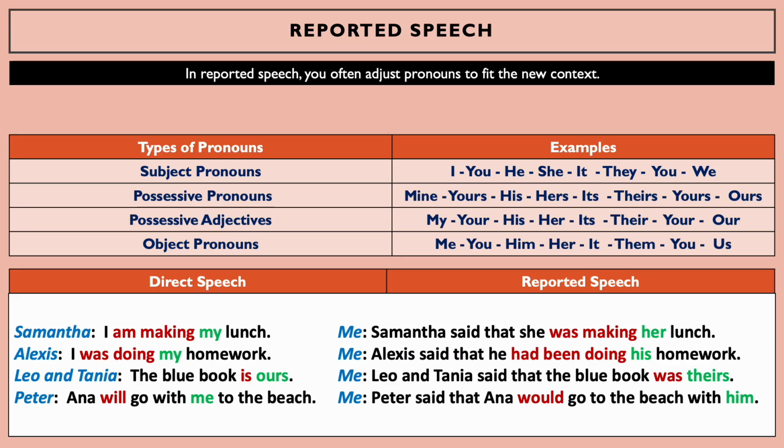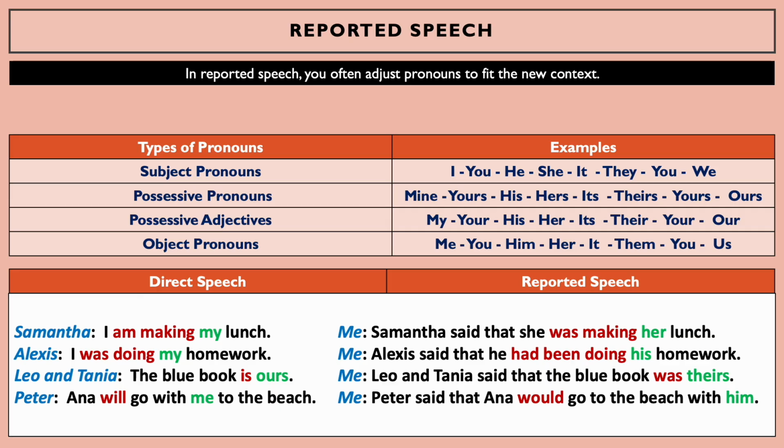Here you have some examples from direct speech to reported speech. In the first examples, we see the people that said the sentences from the direct speech. For example, in the first sentence, we have Samantha. Samantha says, "I am making my lunch." When you repeat that, you say, "Samantha said that she was making her lunch." So, my lunch becomes her lunch because you are talking about Samantha's lunch, not yours, because you are repeating.